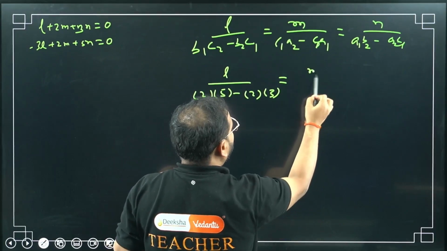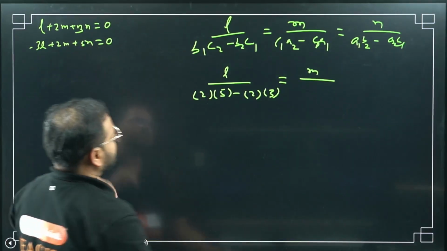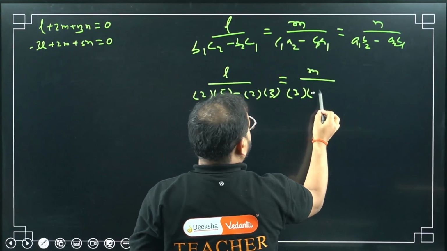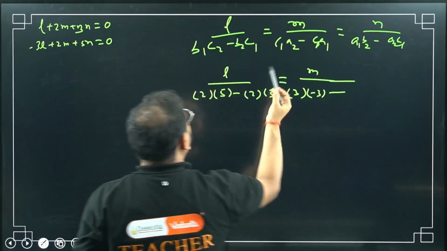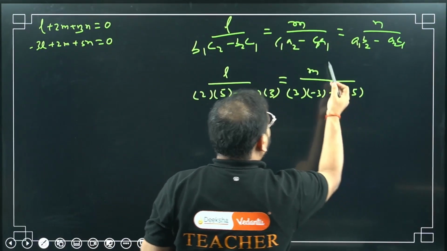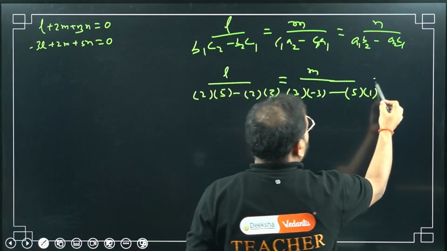So M upon this. C1 is going to be 3. A2 is minus 3. Minus sign will come. Continue. C2 is 5. What is A1? A1 is simply 1. Great. What about this last one?